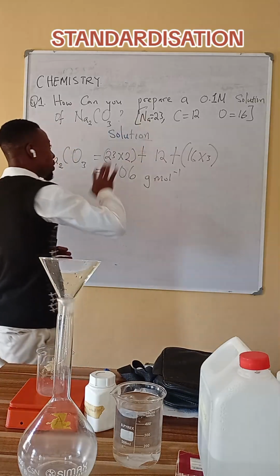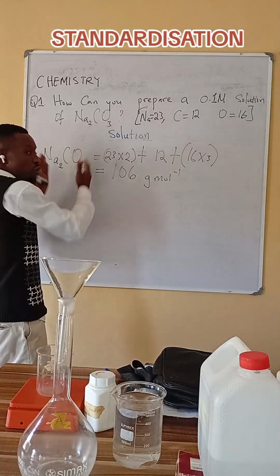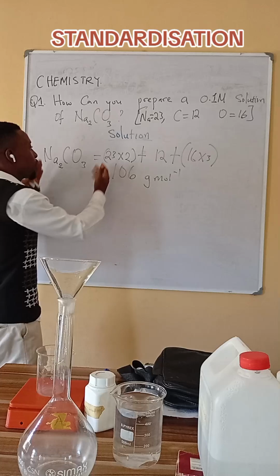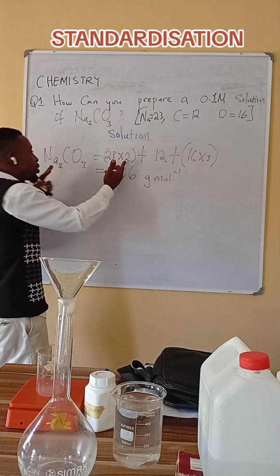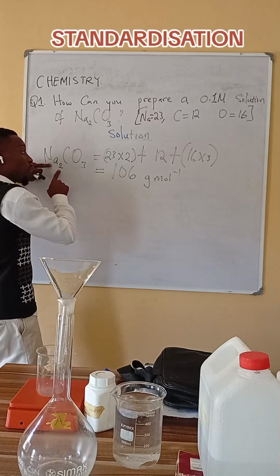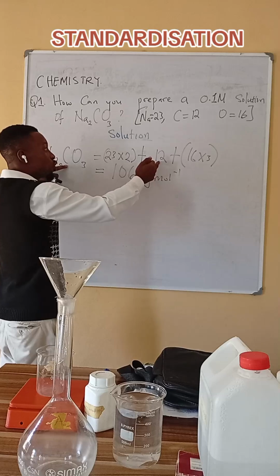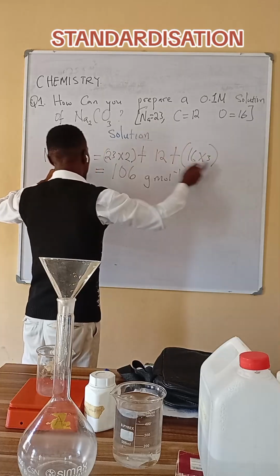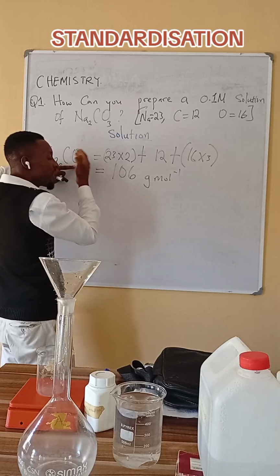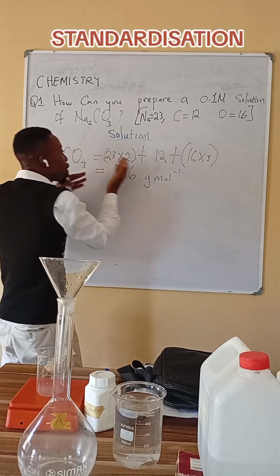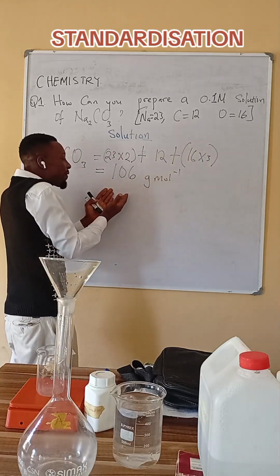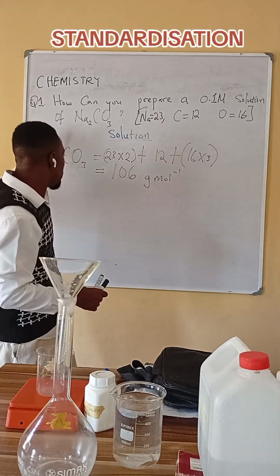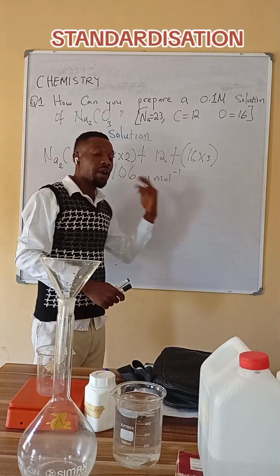Now, for us to calculate that, we must first of all get the molar mass of sodium carbonate. And the molar mass of sodium carbonate can be obtained from this. You're going to open your bracket and say 23 times 2 because there are two atoms of sodium here, plus carbon, which is 12, plus oxygen, which is 16 times 3, because we have 3 atoms of oxygen in this particular molecule. When you work out the mathematics here, you arrive at 106 grams per mole, which means that the molar mass of sodium carbonate is 106 grams per mole.